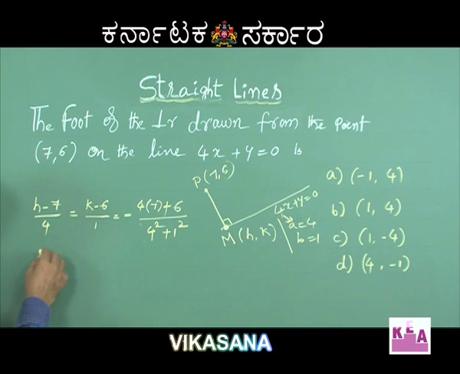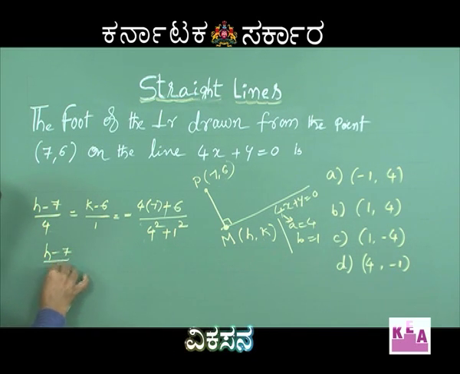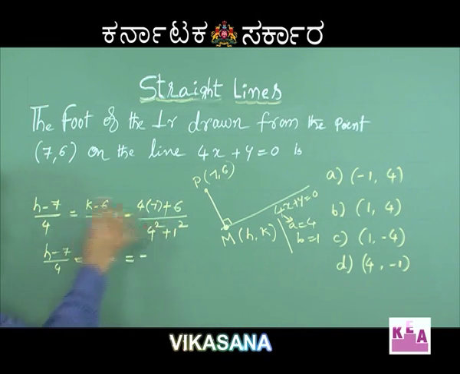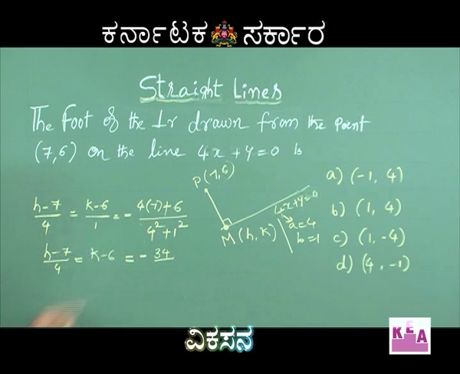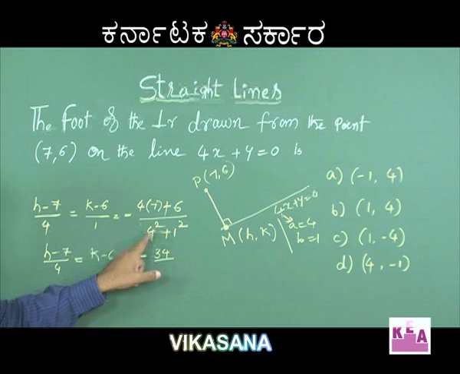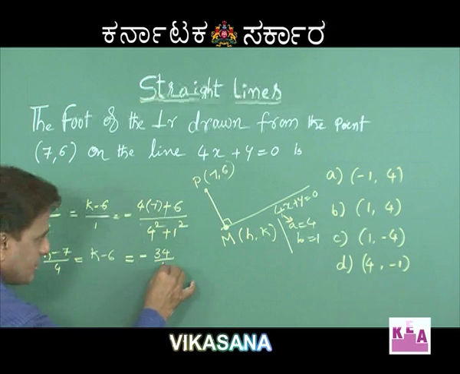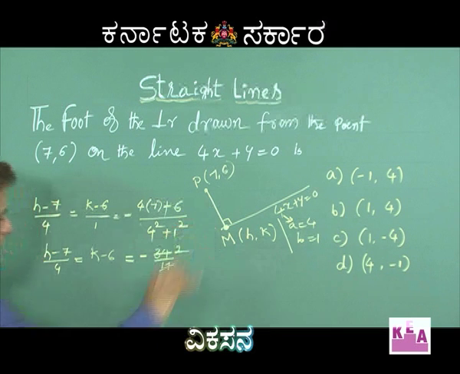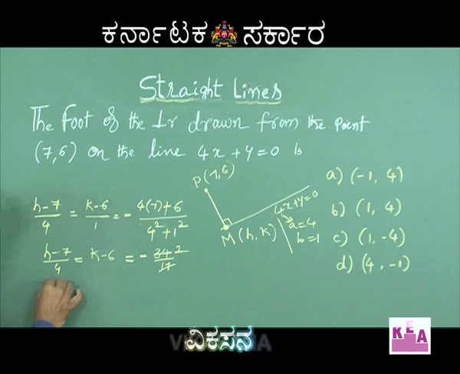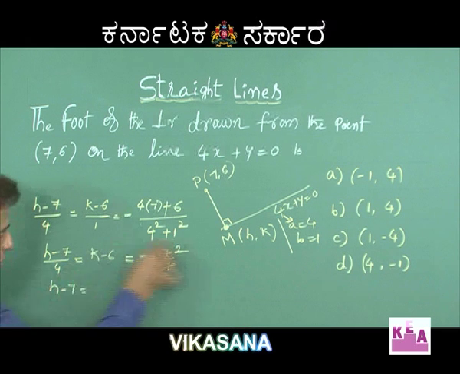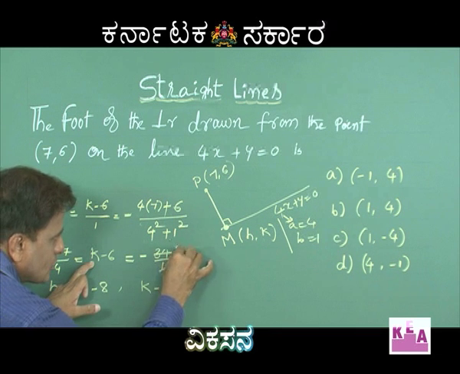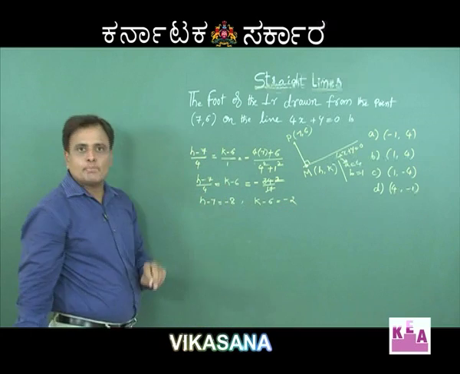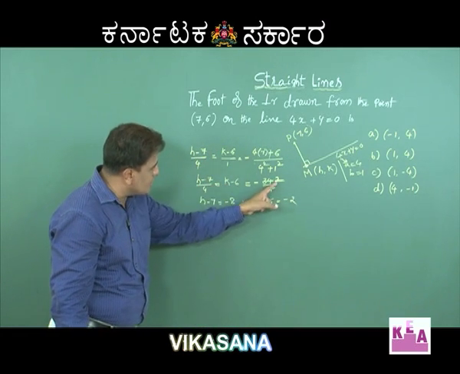Now simplification. So h minus 7 by 4 is equal to k minus 6 by 1 is equal to minus of 4 sevens are 28 plus 6, that is 34, divided by 4 square 16 plus 1, 17. That is 17 ones are 17, 17 twos are 34. Equating first and last, h minus 7 is equal to minus 8 and k minus 6 is equal to minus 2.